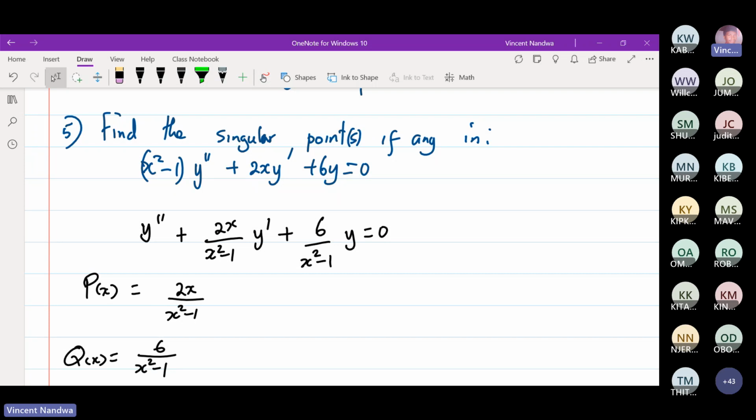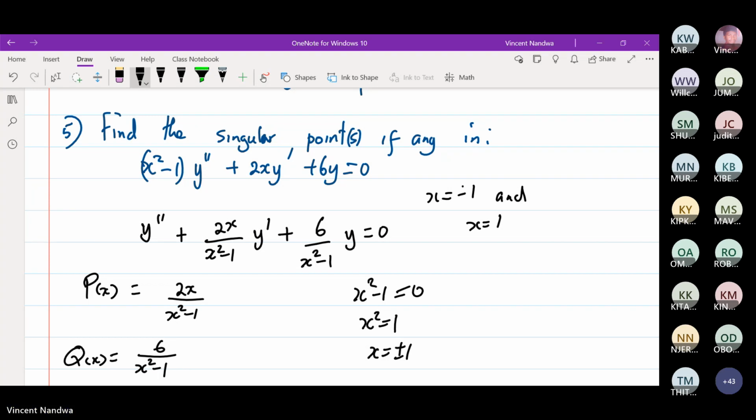So the singular points are points which make p and q discontinuous. And if you remember from your calculus work in first year, if you have a rational function, then to get points of discontinuity, you simply equate the denominator to 0. So x squared minus 1 equals 0 makes this ratio undefined, so x squared equals 1 and x will be plus or minus 1. So x equals minus 1 and x equals plus 1 are singular points, which means they are points where the function is discontinuous or simply not analytic.